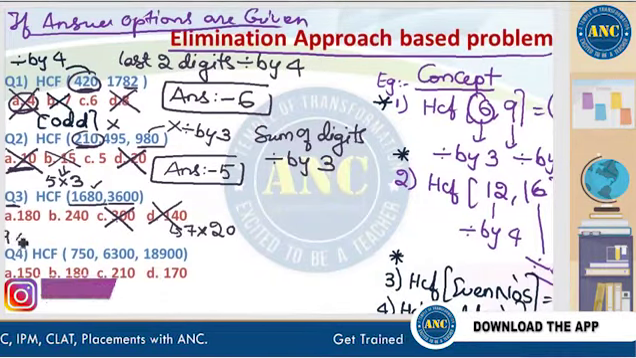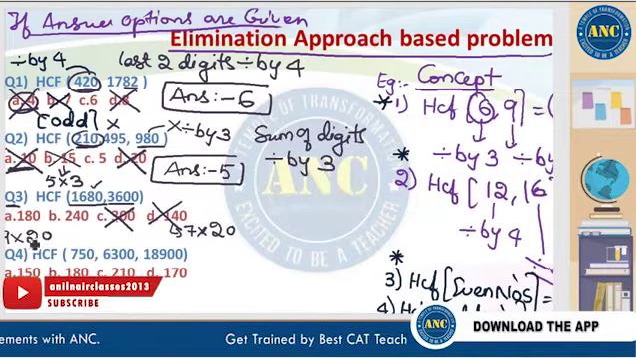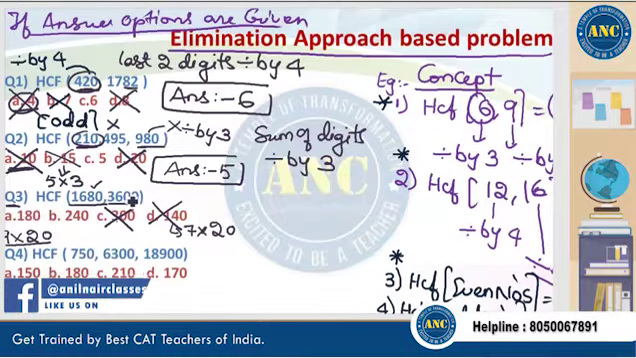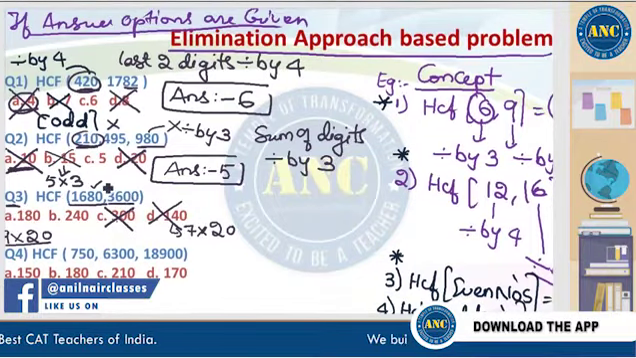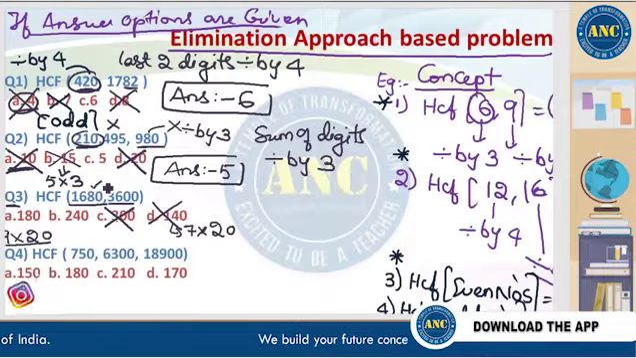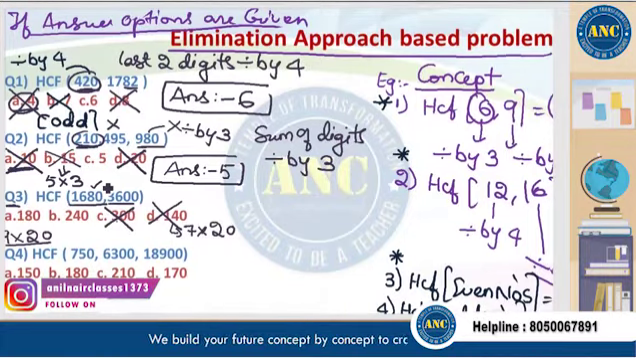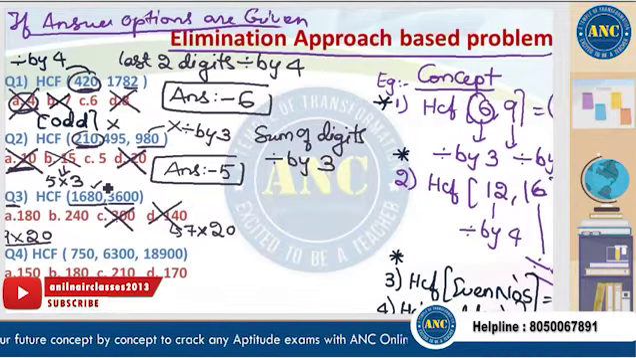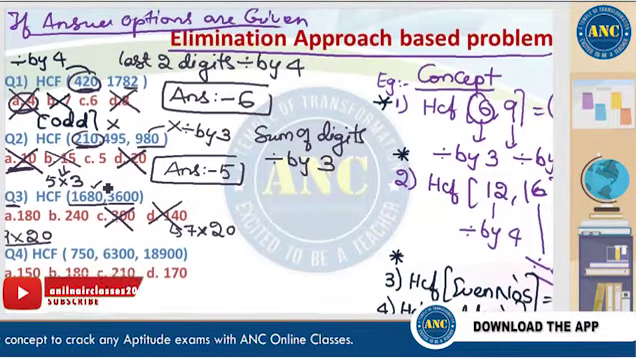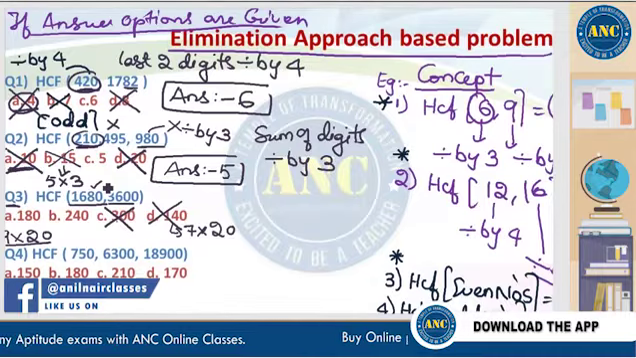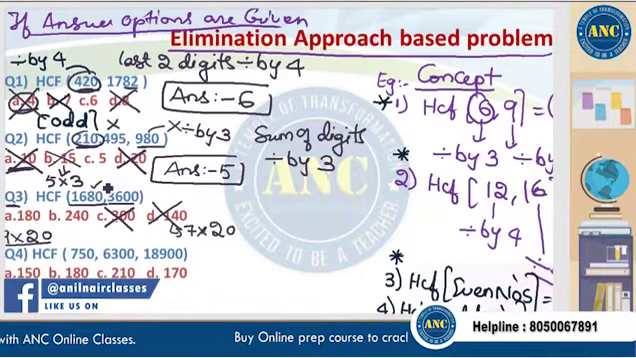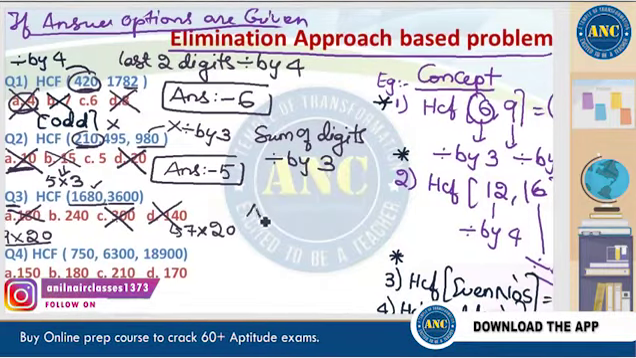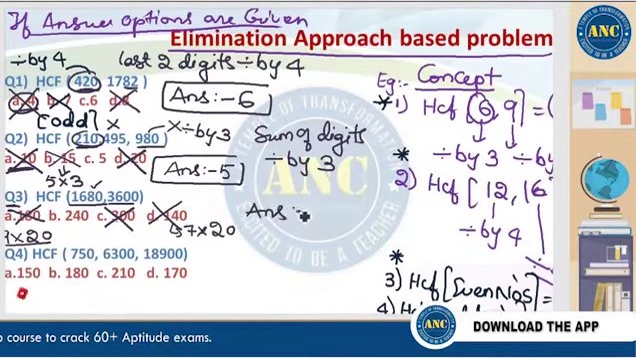Option A, 180. 180 is nothing but 9 into 20. Answer is divisible by 9. 3600 is divisible by 9. 1680 should be divisible by 9. What is the divisibility rule of 9? Sum of the digits should be divisible by 9. 1680: 1 plus 6, 7. 7 plus 8, 15. 15 digital sum is 6. So it cannot be answer 180. Answer for the third question is 240.